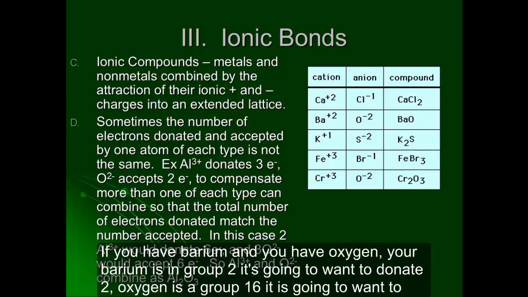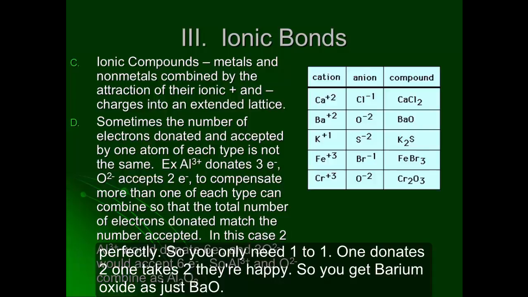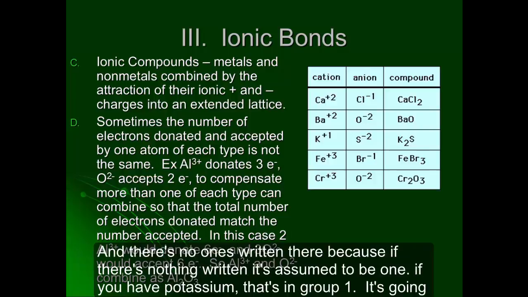If you have barium and you have oxygen, your barium is in group 2, it's going to want to donate 2. Oxygen is in group 16, it's going to want to take 2. Notice that lines up perfectly, so you only need 1 to 1. 1 donates 2, 1 takes 2, they're happy. So you get barium oxide as just BaO. And there's no 1s written there because if there's nothing written, it's assumed to be 1.